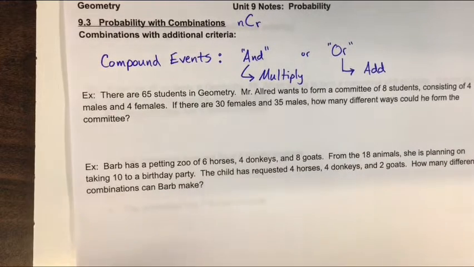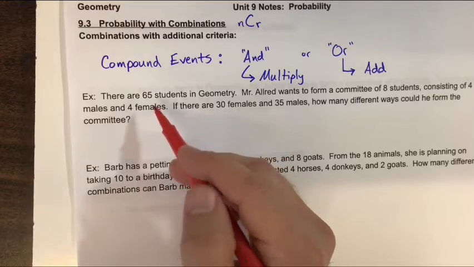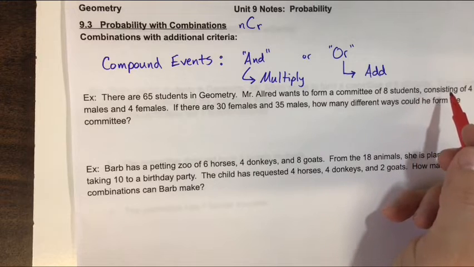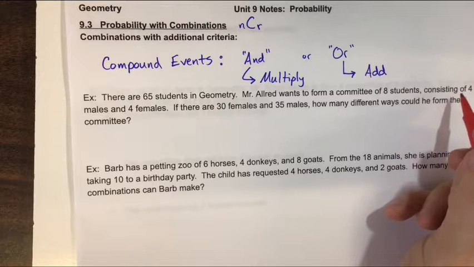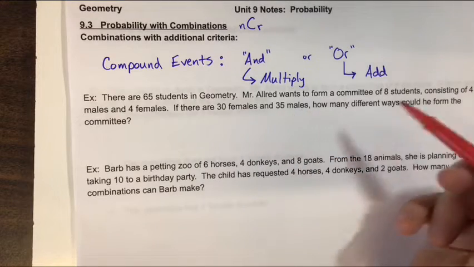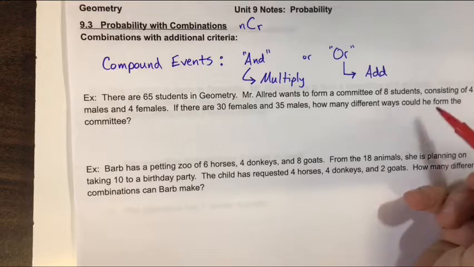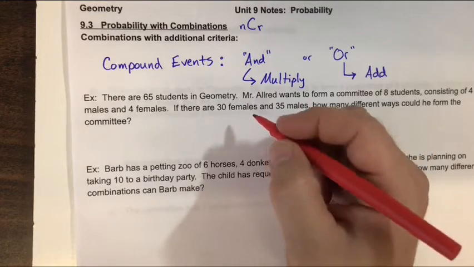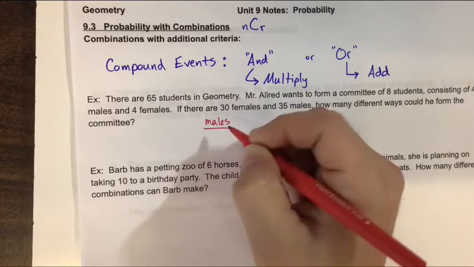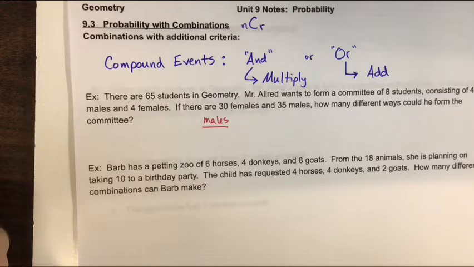So in our first set of examples, we're going to look at a situation where we have more than one set of combinations to consider. So here's the problem. There are 65 students in geometry. Mr. Allred wants to form a committee of 8 students consisting of 4 males and 4 females. There are 30 females and 35 males to choose from. How many different ways could he form this committee? And so we have really two combinations to consider. We have our combination for males, and then our combination of females.